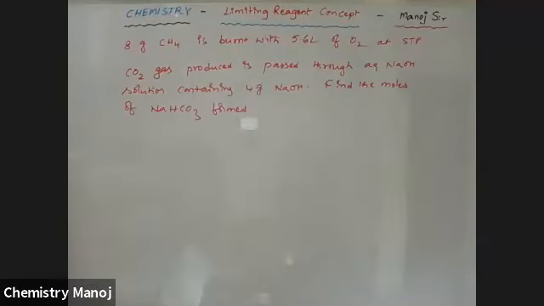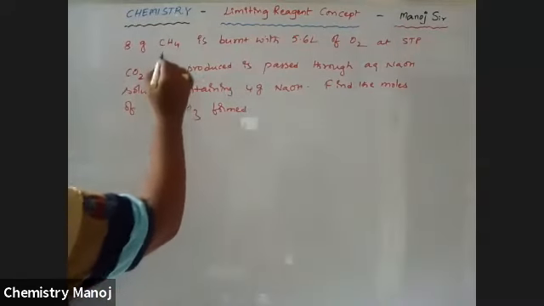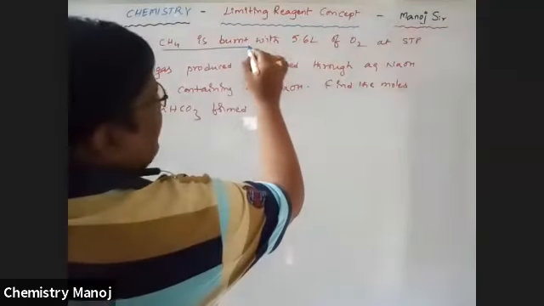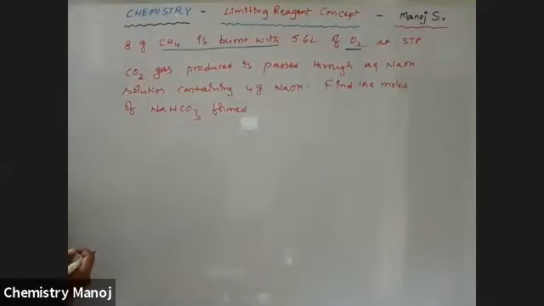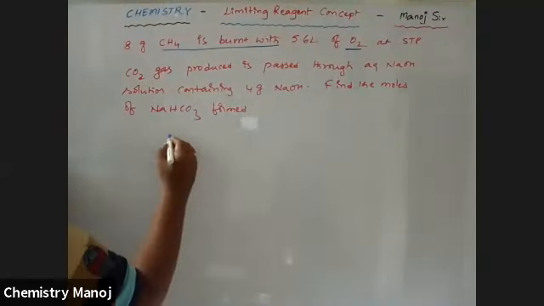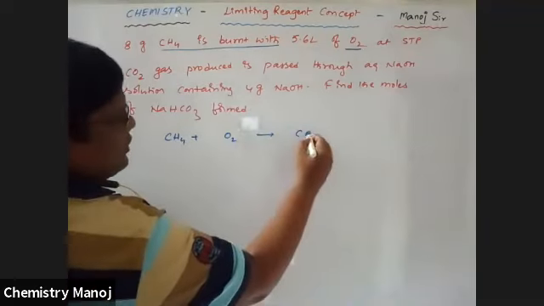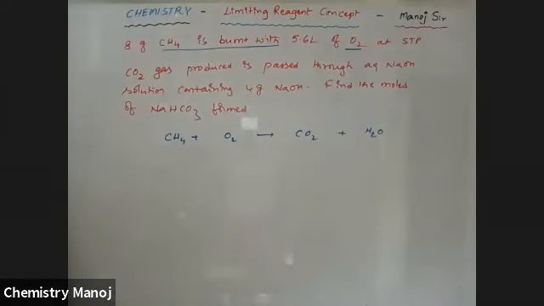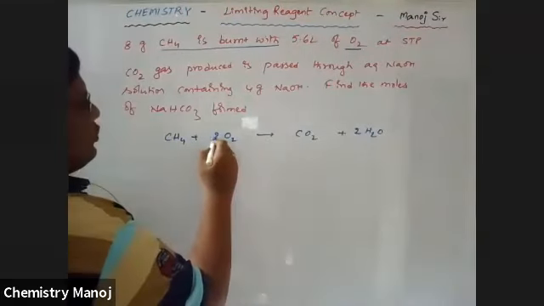Now from this question, identify the reactions that are present here. First of all, methane is burned with oxygen. That is combustion of methane. That equation is CH4 reacts with oxygen, gives CO2 and water. Balanced: CH4 plus 2O2 gives CO2 plus 2H2O. It is the balanced one.